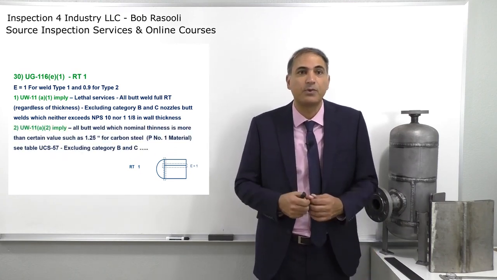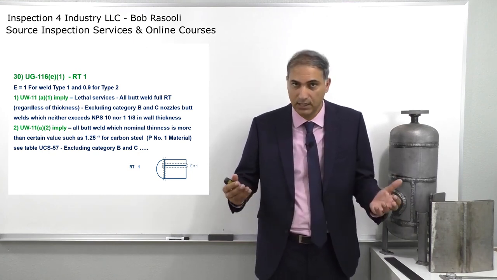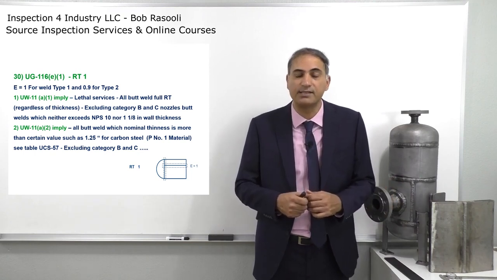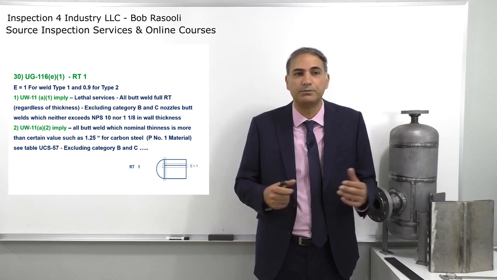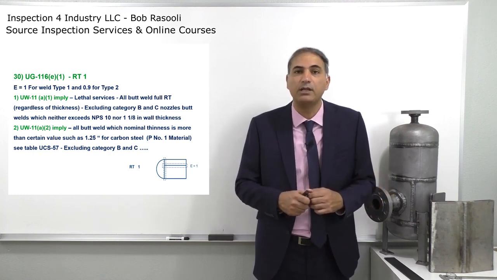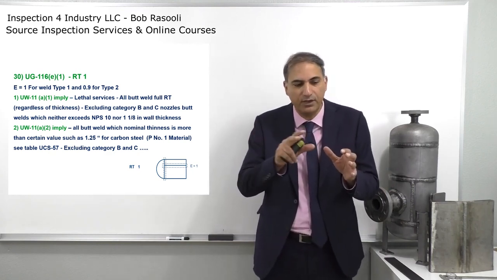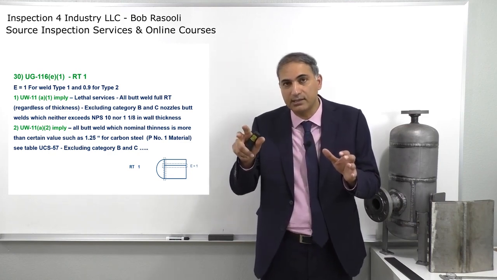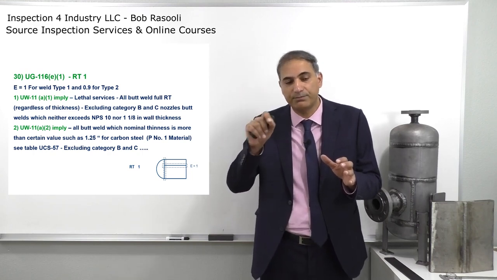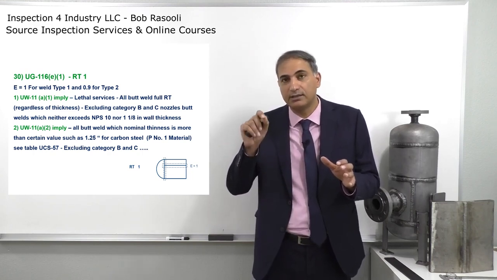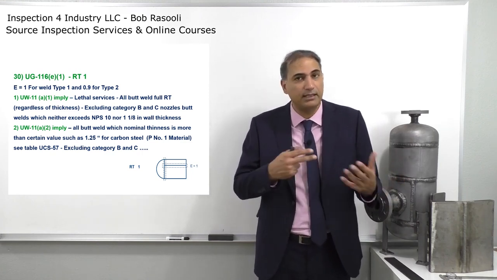What's that? All butt welds where the nominal thickness is more than a certain value, such as 1.25 inch for carbon steel, P number 1. We're going to see what P number 1 is, in table UCS 57. Then we need to do the full radiography. So there's a combination of the material and wall thickness. If we go beyond that wall thickness, then we need to go to the full radiography. The wall thickness with the material determines if we need to do the full radiography or not. Which table indicates that?